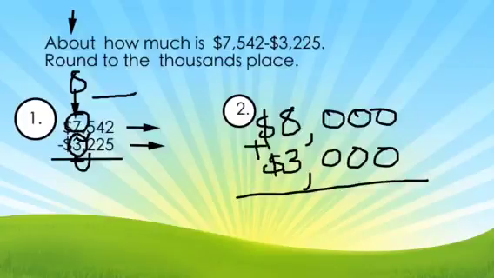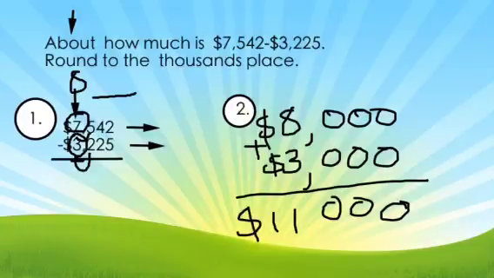Alright. 0 plus 0 is 0, 0 plus 0 is 0, 0 plus 0 is 0, 8 plus 3 is 11, and I can't forget my $ sign. I start here, 1, 2, 3, and now I need to put my comma.